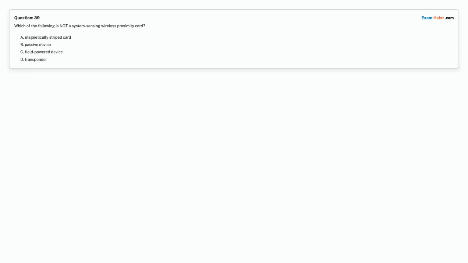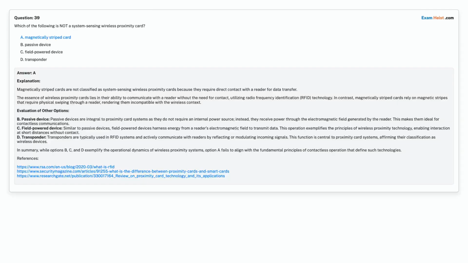Question 39. Which of the following is not a system sensing wireless proximity card? Option A, magnetically striped card. Option B, passive device. Option C, field-powered device. Option D, transponder. Choose the correct answer. Correct answer is option A, magnetically striped card.